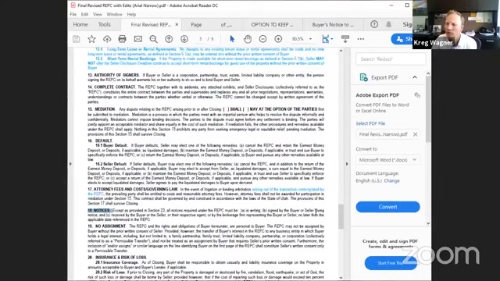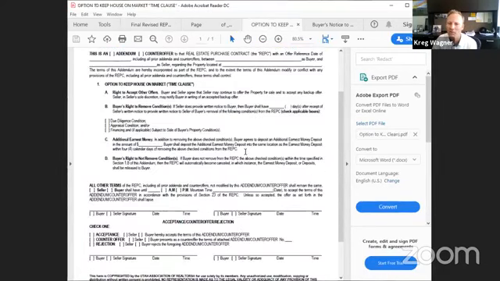Yeah, and any sort of notice needs to comply with section 18 of the REPC, and that's going to be defined right there, where it's in writing, it's signed by the party giving notice, and then it's received. It just needs to be received within the time frame. In this case, it's whatever days are written in section 1.B of the option to keep property on market time clause addendum.